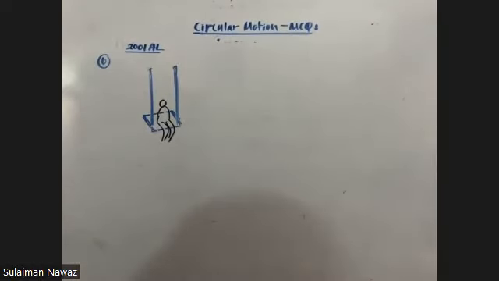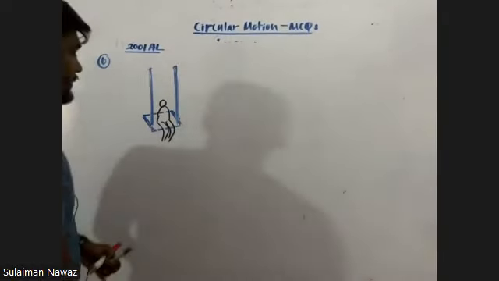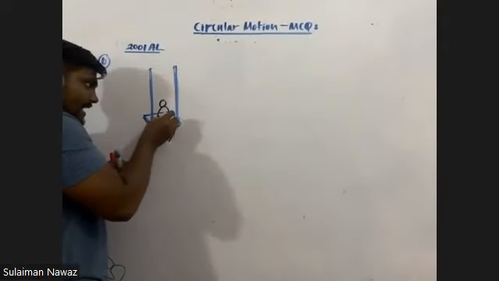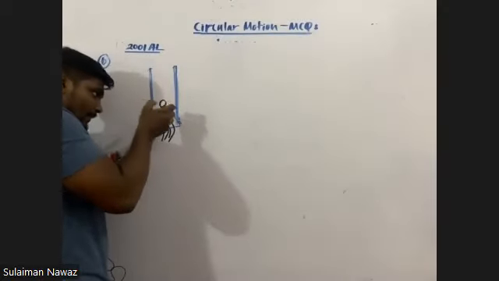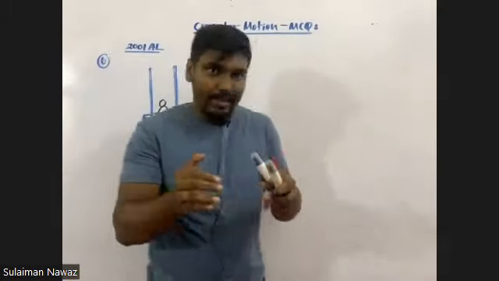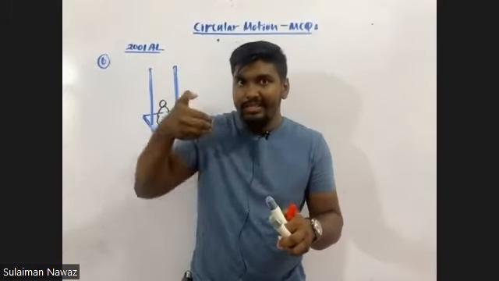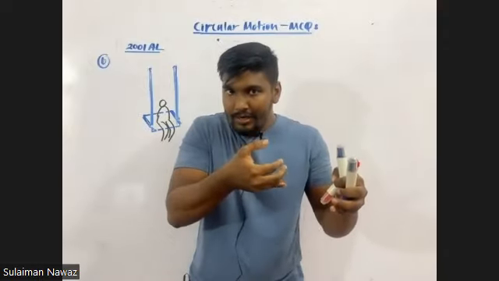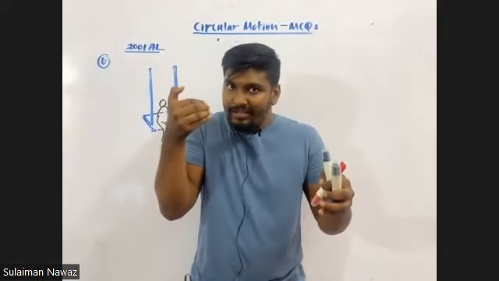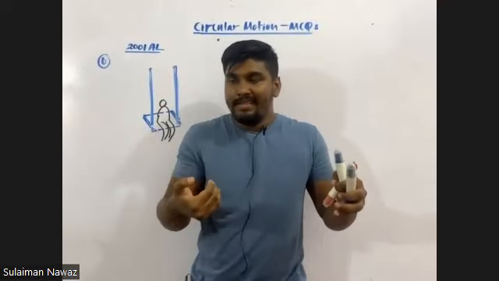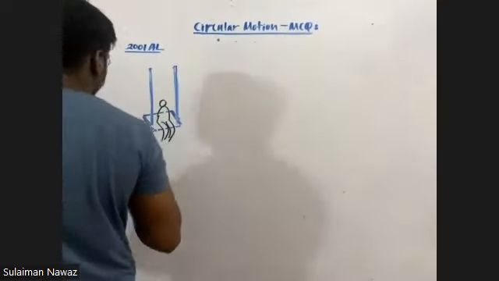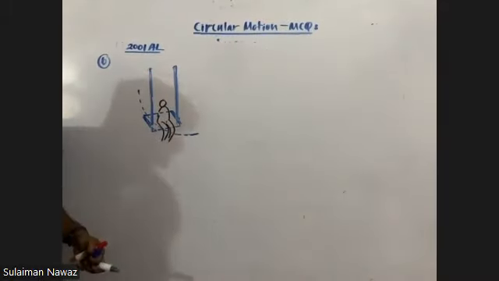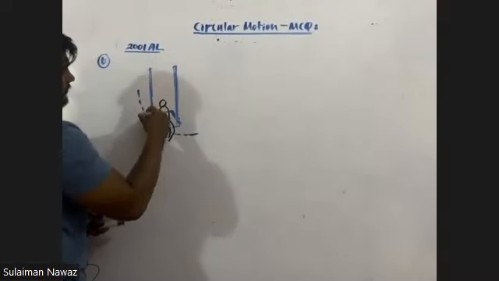Then if you mark the forces, just think about what happens. This swing moves in a partial circular motion. It's not completely moving in a circular motion, but some sort of partial circular motion.